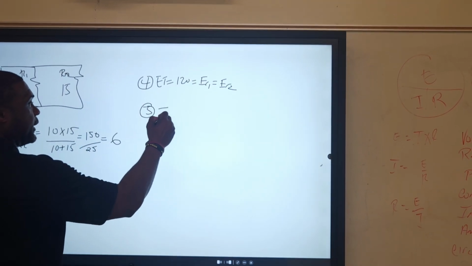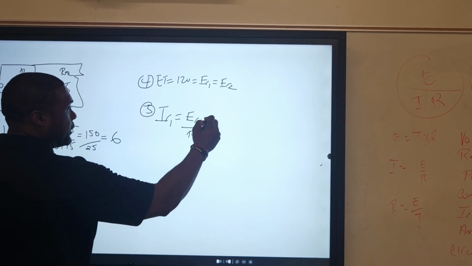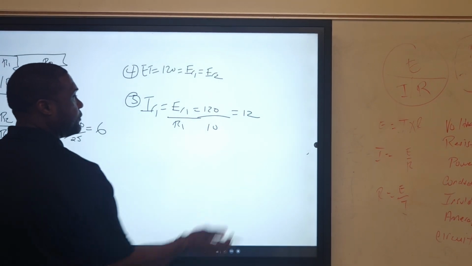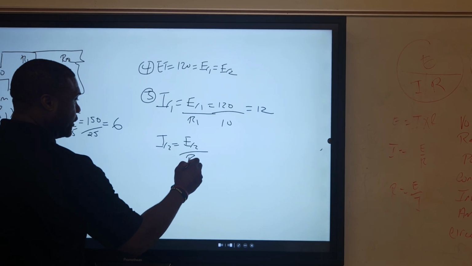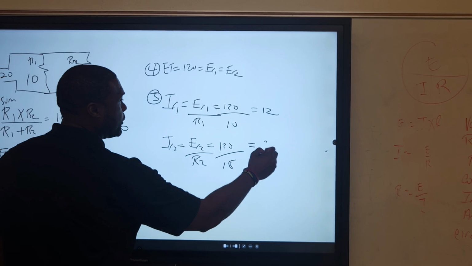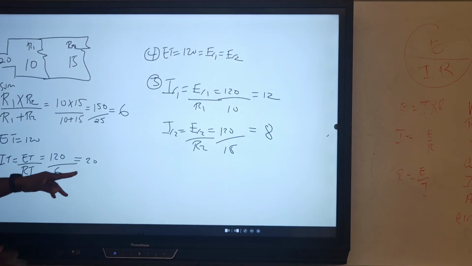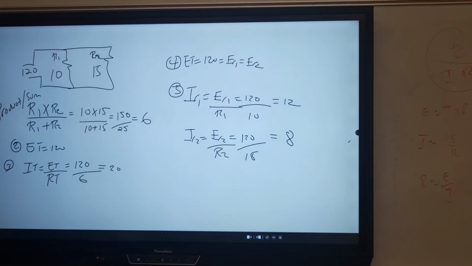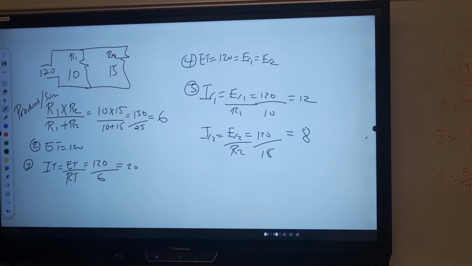Step 5, my IR1 is ER1 over R1, that's 120 divided by 10, that's equal to 12. And my IR2 is ER2 over R2, equal to 120 divided by 50, and that's equal to 8. Again, if you add them up, you're going to get 20 amps. My total was 20 amps. So that's Kirchhoff's current law. It adds up. All right? We're going to do one more, just to show you another formula.